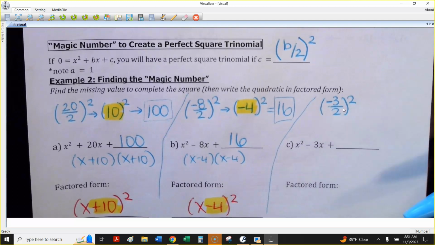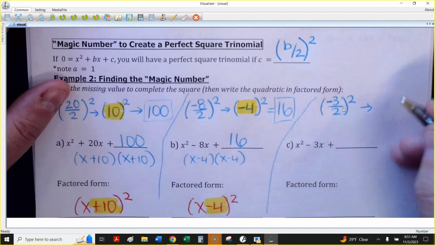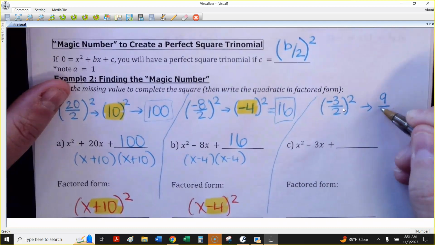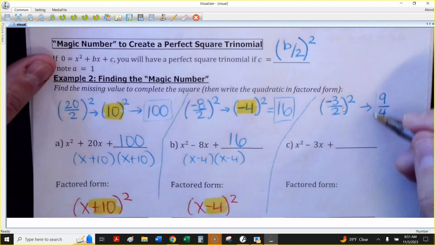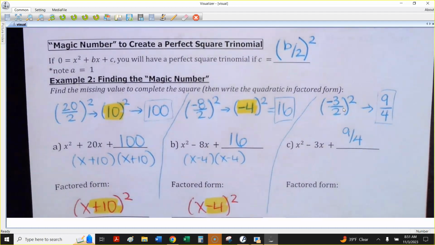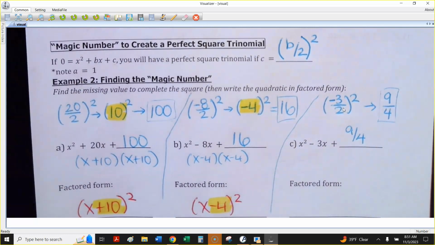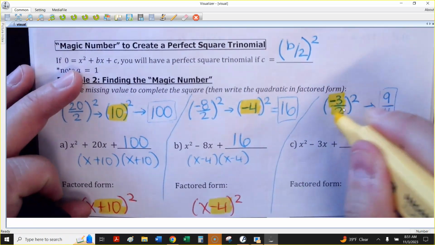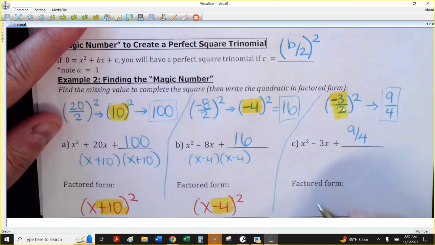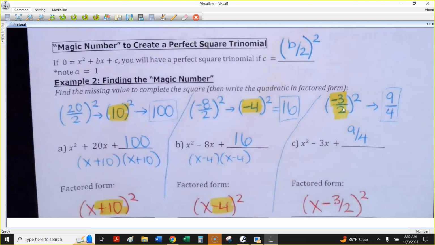You can still square it though. What you do is just square the top. So negative 3 times negative 3 would be 9, and you also square the bottom. 2 times 2 would be 4. It will always be a positive number. This 9/4 would be what I would add to both sides to complete the square. But if you remember what I just told you, whatever you square, I squared negative 3 over 2, that is going to go in the factor. So this would be x minus 3 over 2 squared as the factored form.